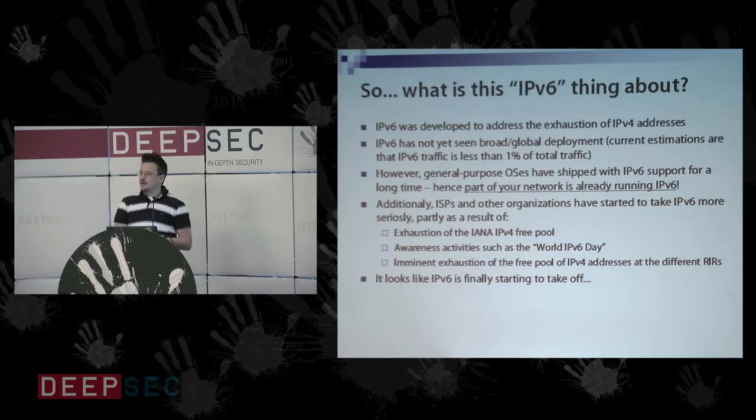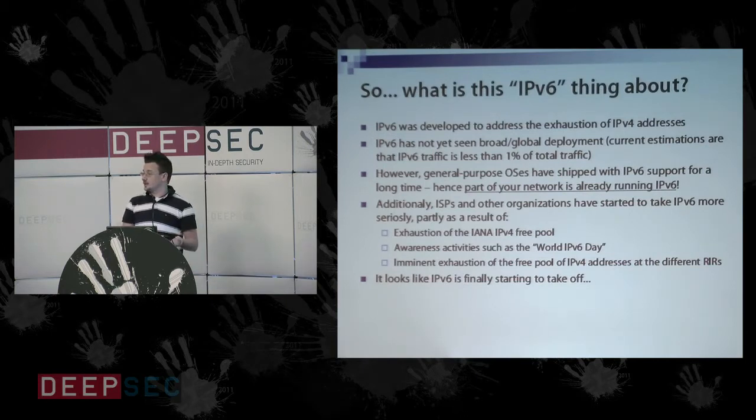I would say that IPv6 has been basically ignored for quite a few years, and this year that situation changed a little bit. That was basically as a result of a number of events that happened this year. For example, if I recall correctly, it was earlier in February this year that the free pool of IPv4 addresses at the IANA got exhausted.